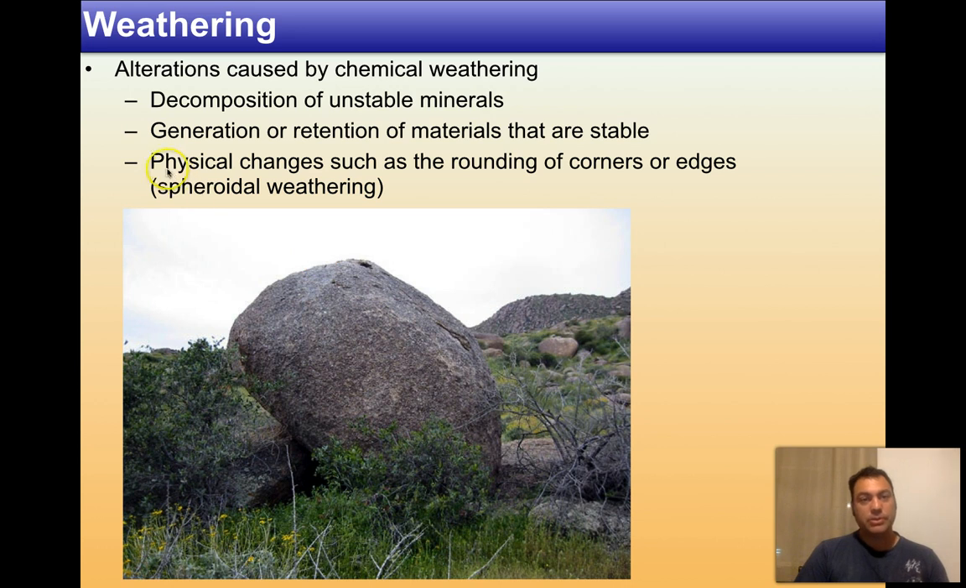And that can result also in some really cool physical changes, such as the rounding of corners or edges. So here we see this block again. Let's go back to it. Notice it doesn't really have any sharp edges to it. This is called spheroidal weathering. And the reason why this occurs is because these corners here have more surface area. Remember, we're talking about that surface area argument earlier in the lecture. There's more surface area exposed because we're being attacked in 3 different directions.